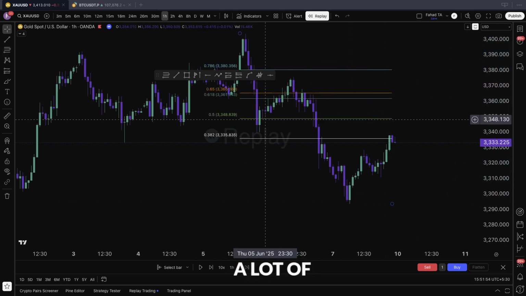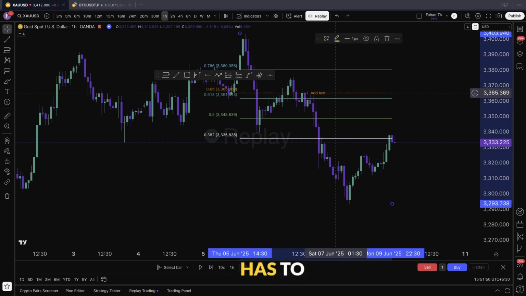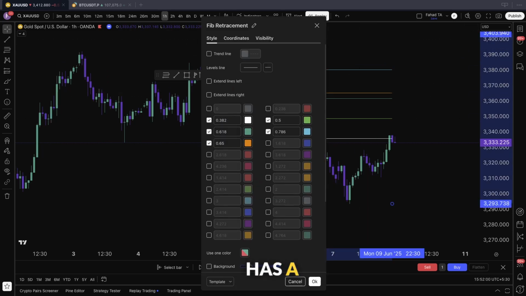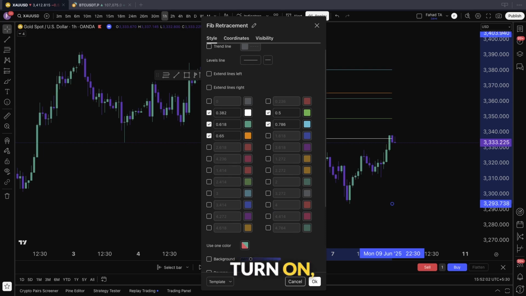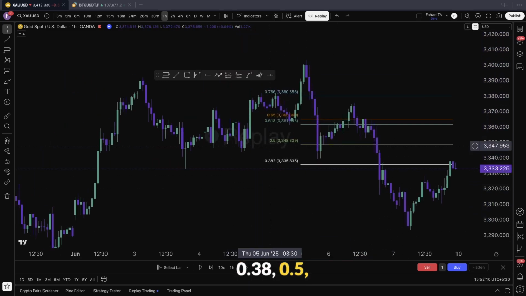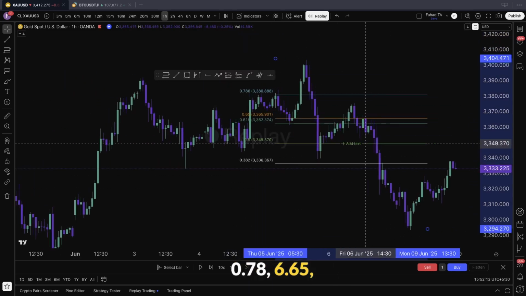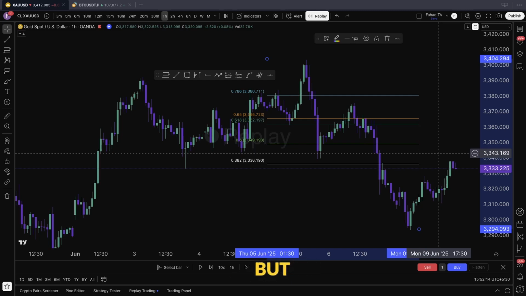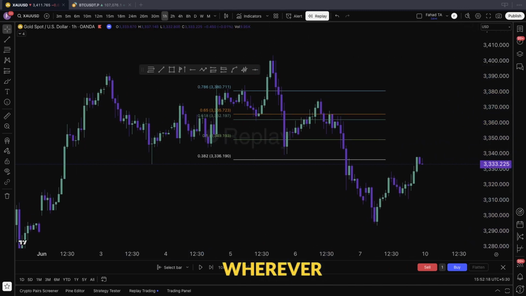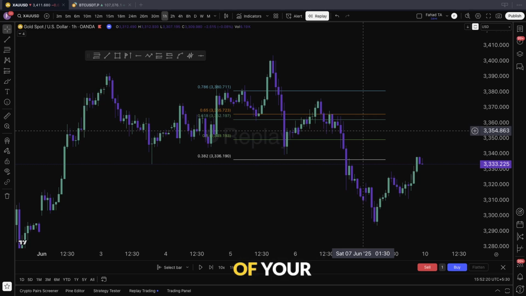Alright, there are a lot of levels which Fibonacci has to offer you. Like if I just open the settings, you can see Fibonacci has a lot of options that you can turn on, and you can also customize it. Alright, you can just enter whatever value you want to enter. Now these numbers that you see, let's say 0.38, 0.5, 0.786, 0.65, these are not just random numbers, but basically that's percentage. So you see 0.5, that shows you wherever the 50% of your range is.